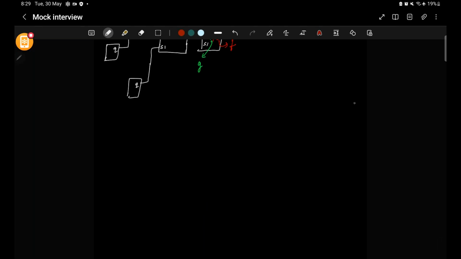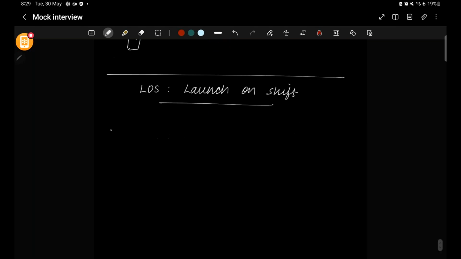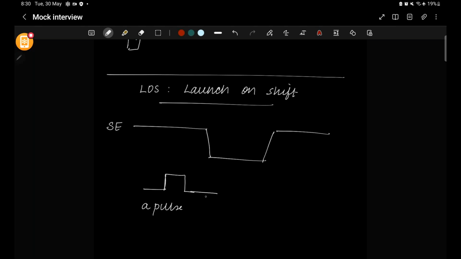Now if you consider LOS, LOS is launch on shift. So this is the scan enable. Okay. So this is A pulse. And okay, launch on shift, what will happen? This is A pulse.